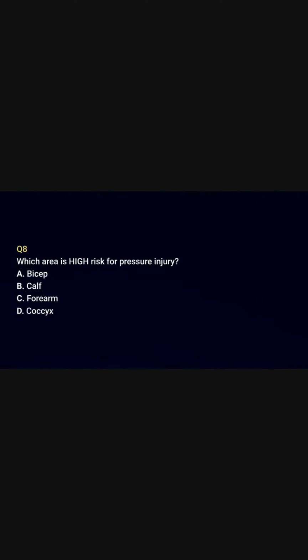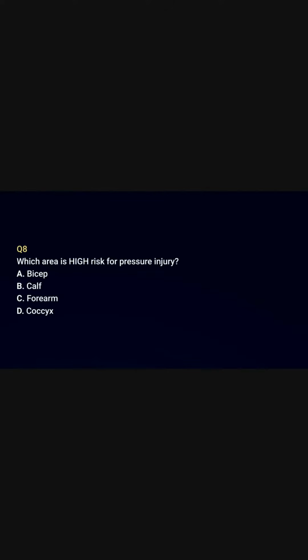All right, so let's see. Yes, you have it right. It is A. Non-blanchable redness is the first stage of a pressure injury. And notice there how it says pressure injury instead of pressure sore or bed sore. Pressure injury is more inclusive of the different things that can happen to the skin. It's not always an open sore. So pressure injury is the correct term.